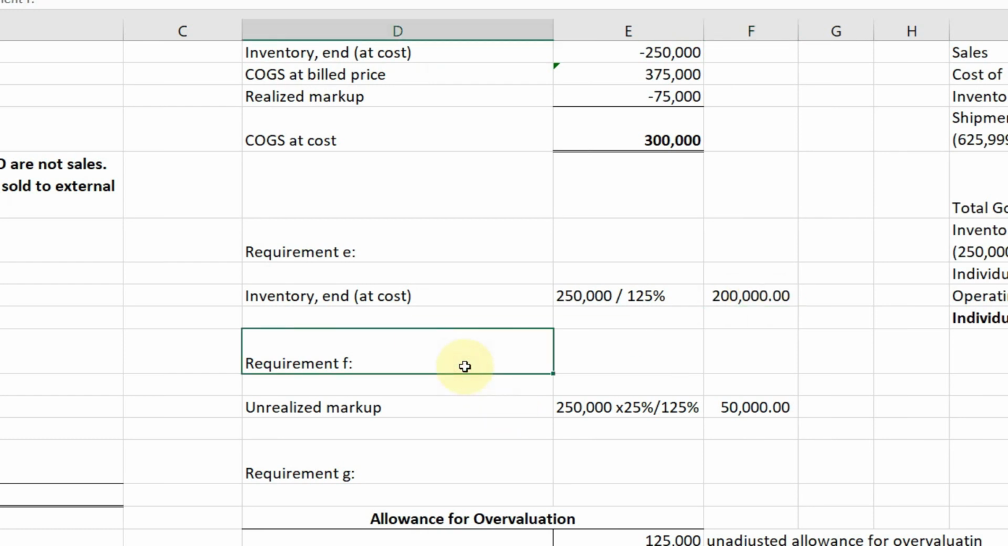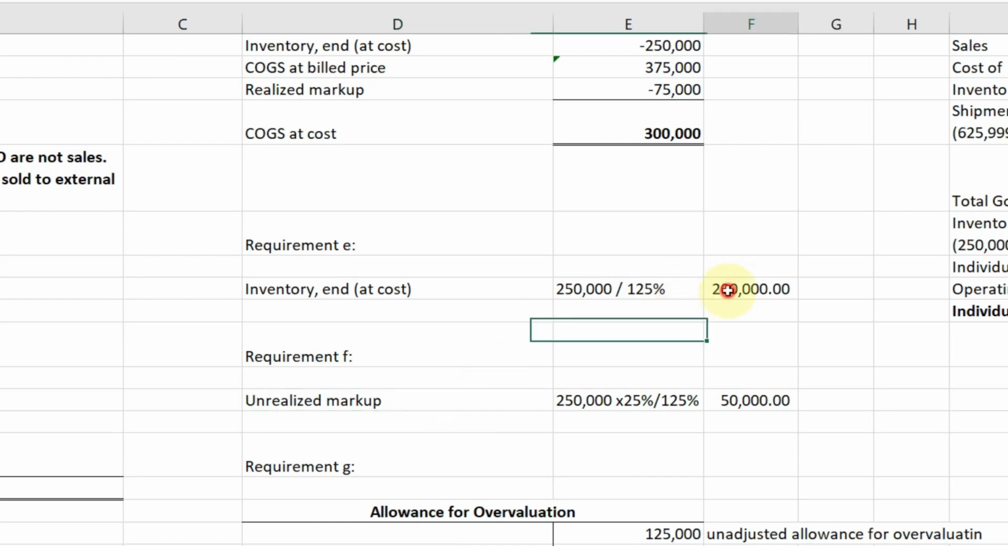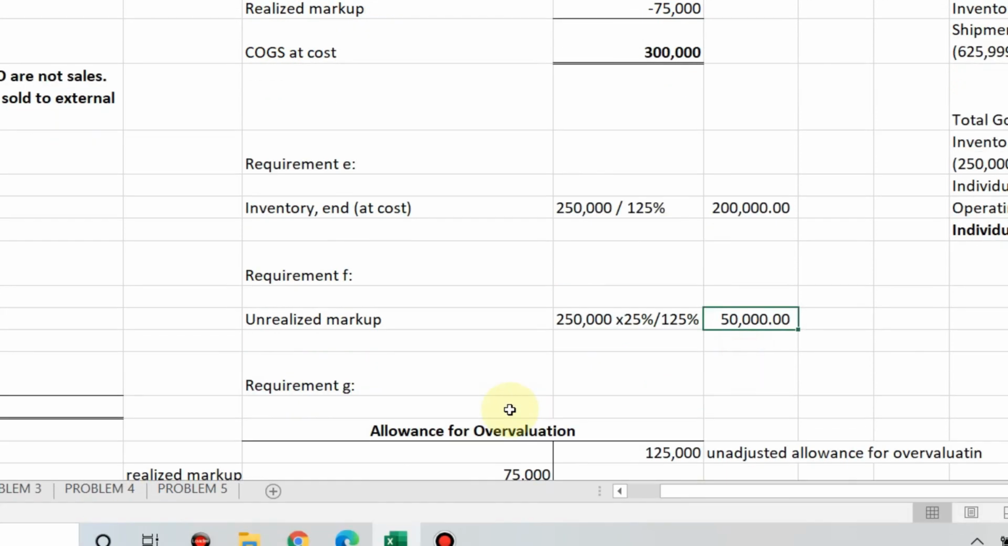Requirement F is unrealized markup in ending inventory. So, pinapakita lang kasi kung paano mo nakukuha yung inventory at cost na walang markup at paano mo nakukuha yung markup. So, dito, ang gustong kunin is unrealized markup. So, you have 250,000 times the markup rate divided by the billing rate. You have the markup. Okay? So, distinguish the two para tandaan ninyo para hindi kayo mahirapan mag-compute.